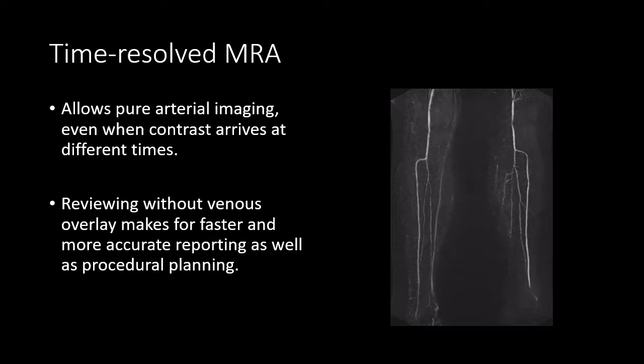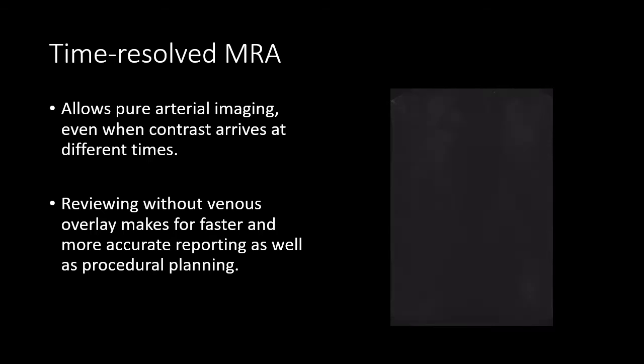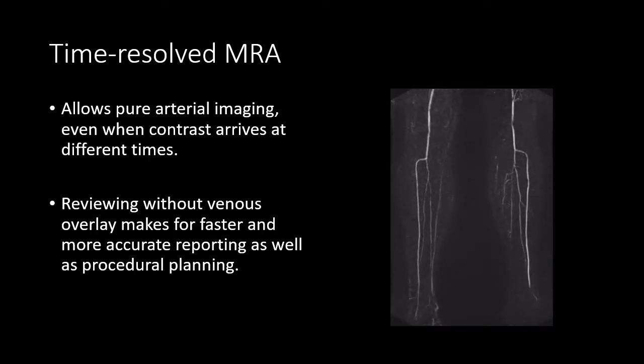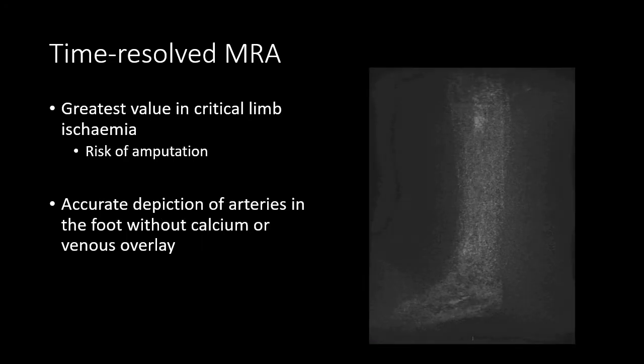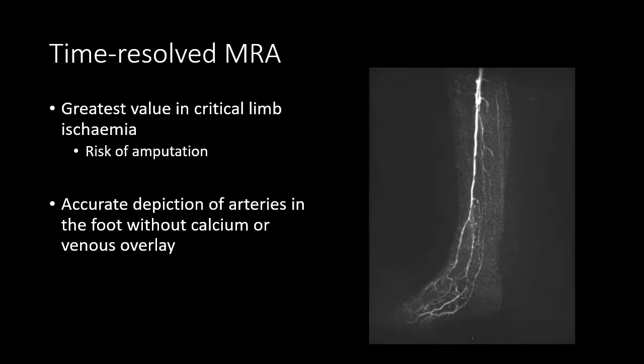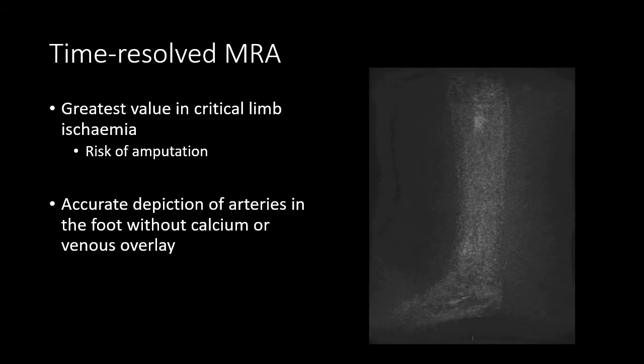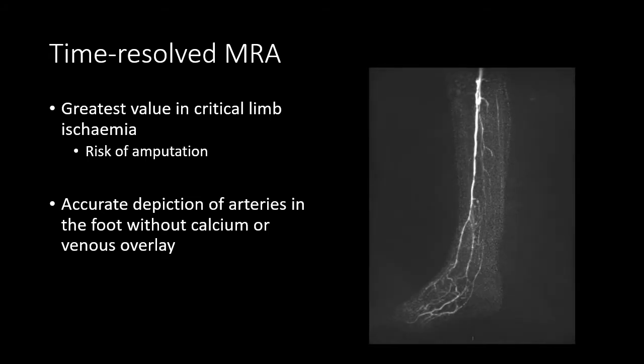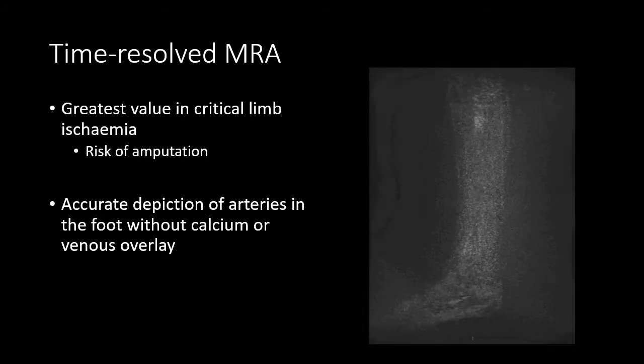Now, time-resolved MR in peripheral vascular disease is very helpful because it allows pure arterial imaging even when the contrast arrives in the feet at different times. This allows reviewing without venous overlay, which makes for faster and more accurate reporting, as well as faster and more accurate procedural planning. And it has its greatest value in critical limb ischemia, that is, where there's a risk of amputation of the limb. It gives very accurate depiction of the arteries in the foot without the distraction of calcium or venous overlay that are so often seen in CT.